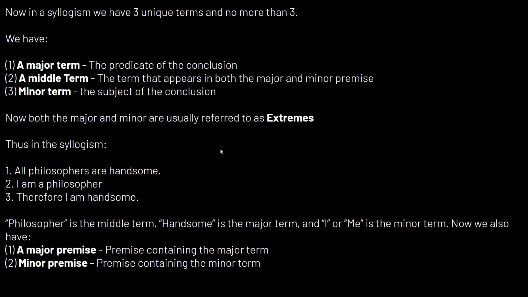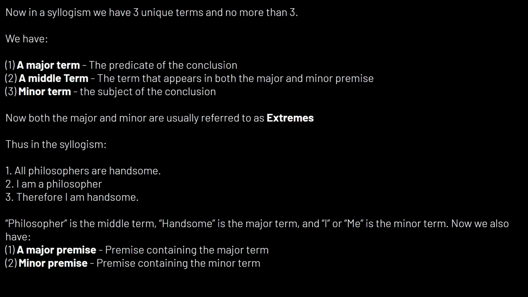Okay. Now, in a syllogism, I have noted that one of the rules is that we can only have 3 unique terms and no more than 3, because it is necessary that there be a term that connects the other terms for there to even be a connection in the syllogism, right? Thus, the three terms in a syllogism are: first, a major term; second, a middle term; and third, a minor term. The major term is the predicate of the conclusion.